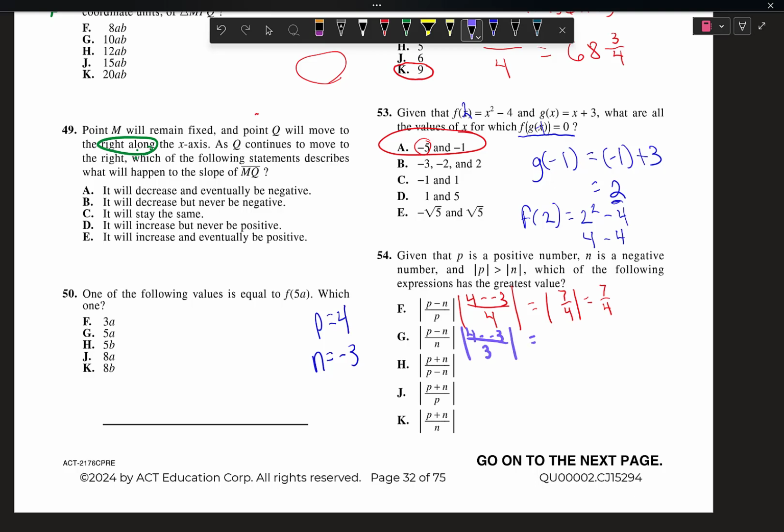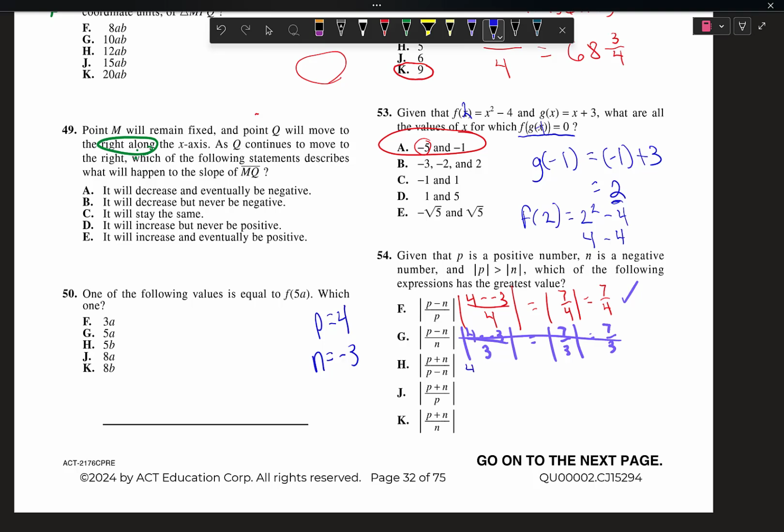All right, next choice, 4 minus -3 divided by 3. Absolute value, that's going to be 7/3. Absolute value of 7/3 is 1.67. So far, this one is bigger. Cross that out.